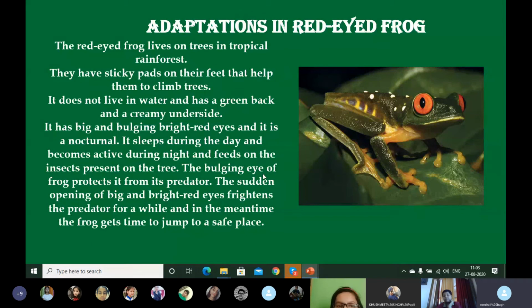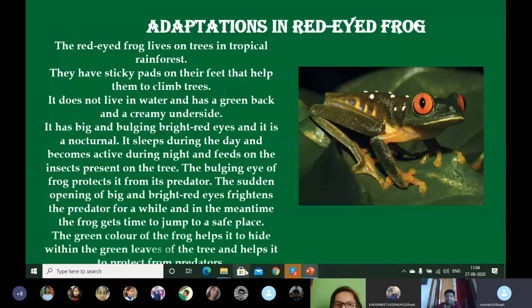The bulging eyes of the frog protect it from its predators. What happens? The sudden opening of big red eyes frightens the predators for a while, and in the meantime, the frog gets time to jump to a safe place. Understood what it does? Because of the big eyes it scares the predator, and as soon as the one in front gets scared, he runs away. Understood? Yes, ma'am. Because of the green color of the frog, it easily hides in the green leaves.